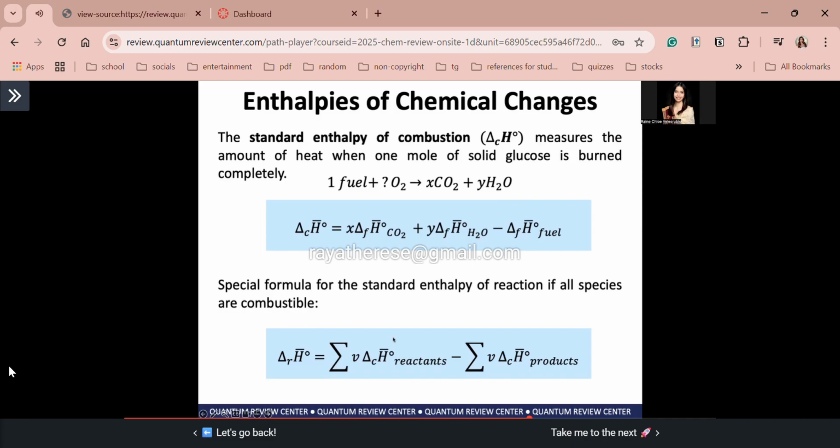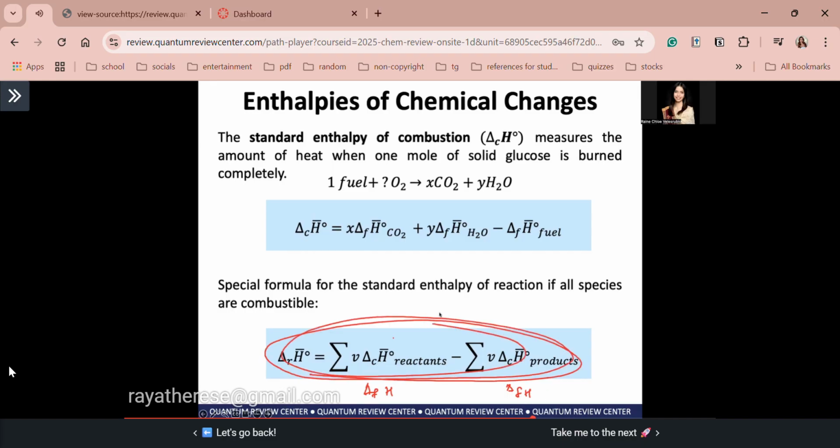So guys, what if ito, delta FH instead of delta CH? So syempre, dapat baliktad na. Dapat ang gagamitin nyo is delta RH is equal to summation of delta FH products minus summation of delta FH reactants. Okay? So again, applicable lang to if combustible ang species mo. Okay?